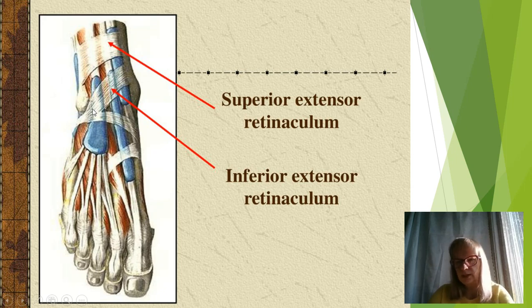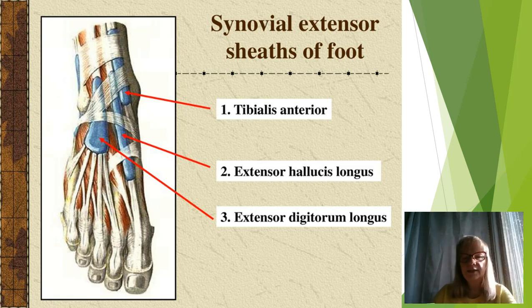On the foot, we need more strongly supporting protection for tendons. We have two retinacula for the extensors, and extensor sheaths. Here we have three sheaths. If you remember, we have three extensor muscles on the leg. One is the tibialis anterior, and we have a sheath for the tibialis anterior. The second, extensor hallucis longus, has a sheath. And there is one for extensor digitorum longus. So sheaths for tibialis anterior, extensor hallucis longus, and extensor digitorum longus.